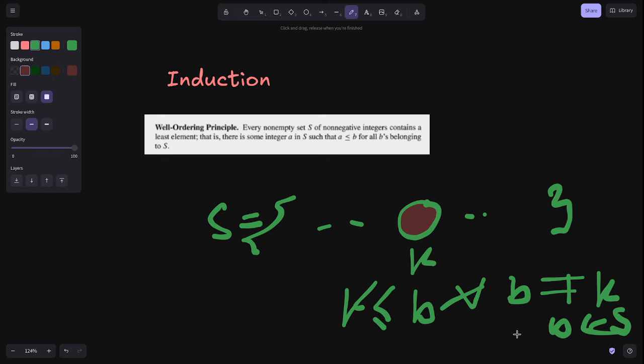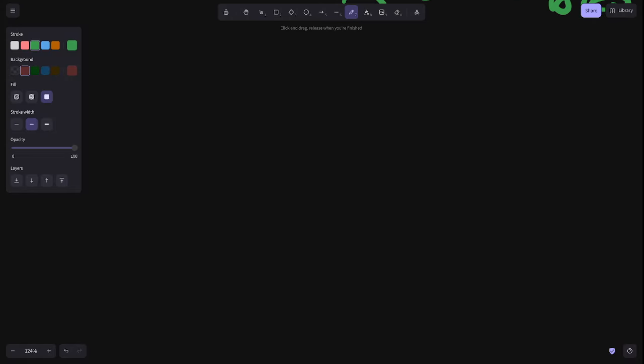Okay, so you can skip this line if you want, but it just says that every non-empty set S will have some least element. I know this is very trivial, it is obvious, but the later stuff will come from this. Okay, so I'm just following Burton.